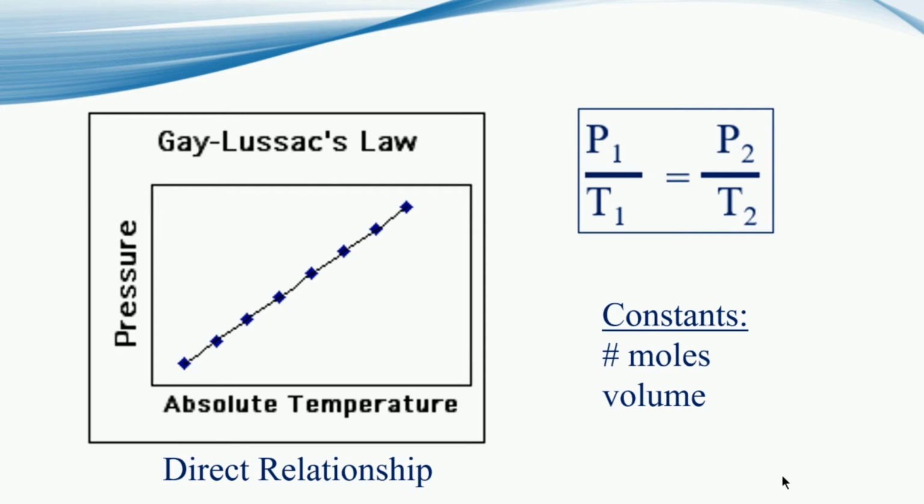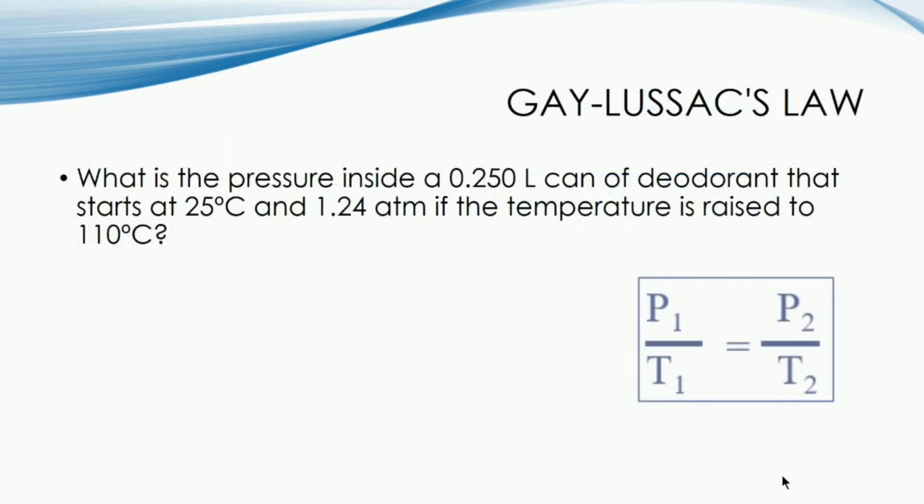So let's look at one example for Gay-Lussac's law. The question states, what is the pressure inside a 0.250 liter can of deodorant that starts at 25 degrees Celsius and 1.24 atmospheres if the temperature is raised to 110 degrees Celsius? Now, it is important here to note that yes, pressure was mentioned. We have some volume in there as well, and we have temperature in there as well. But because we're looking at Gay-Lussac, and we're not really changing the volume, we can assume that the volume itself is going to remain constant.